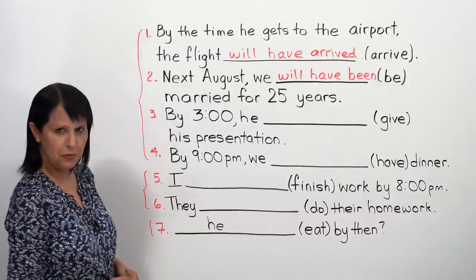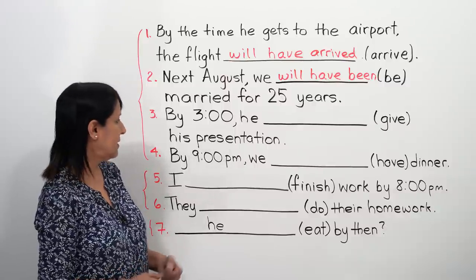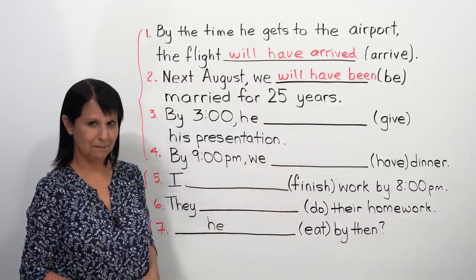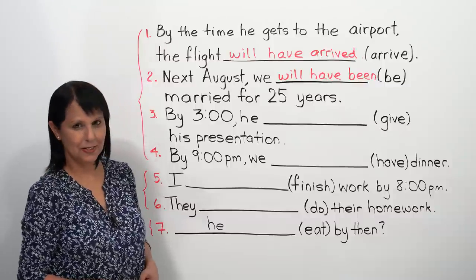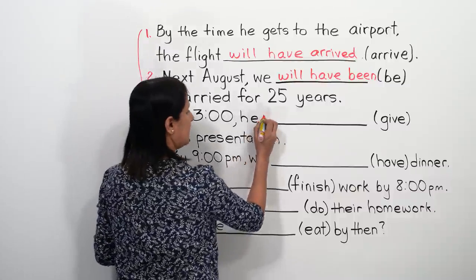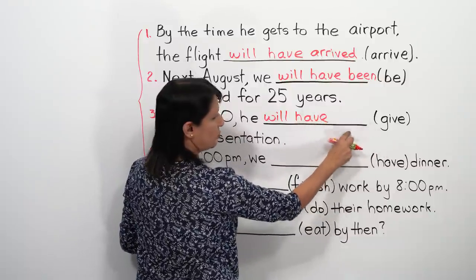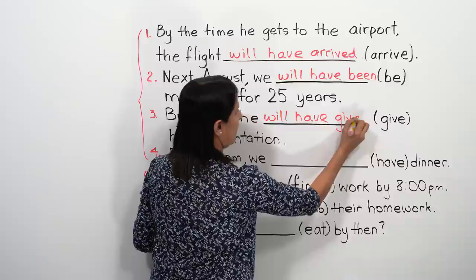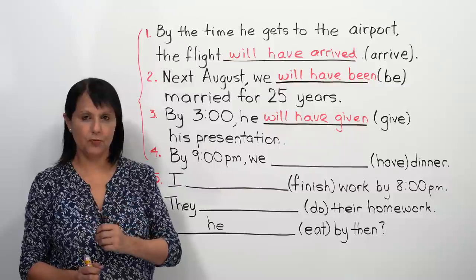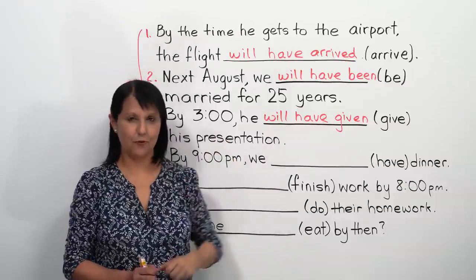Okay. Number 3. By 3 o'clock, he blank his presentation. And we want to use the verb give. So, what would that be? By 3 o'clock, he will have, give becomes what? Given. Okay? This is another irregular verb. The 3 forms of that are give, gave, given. And here we need that third form.